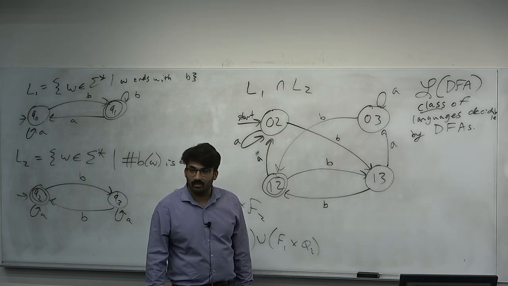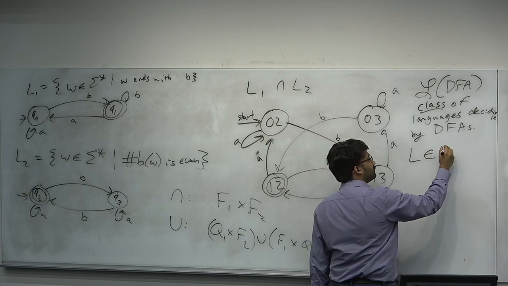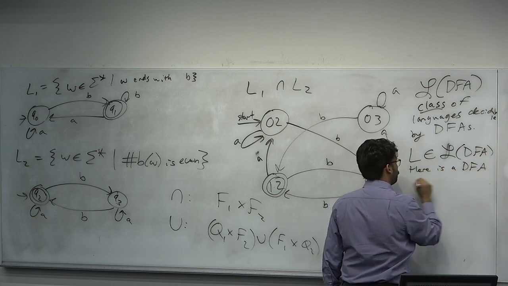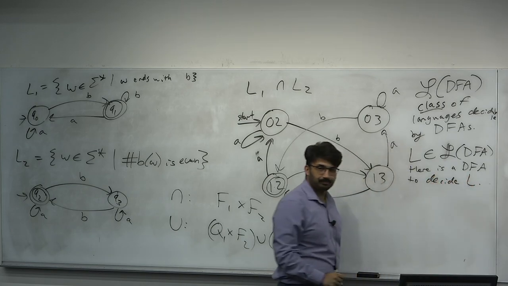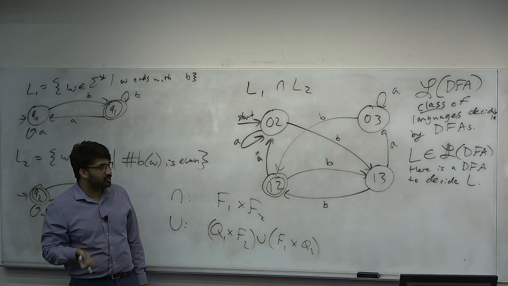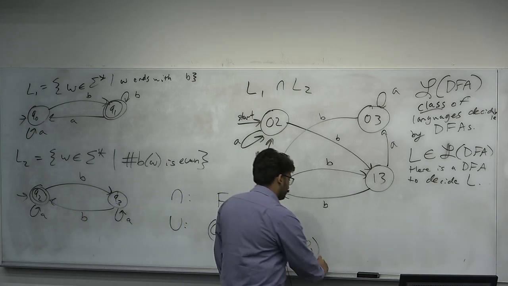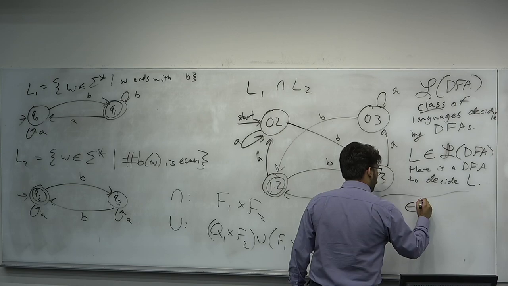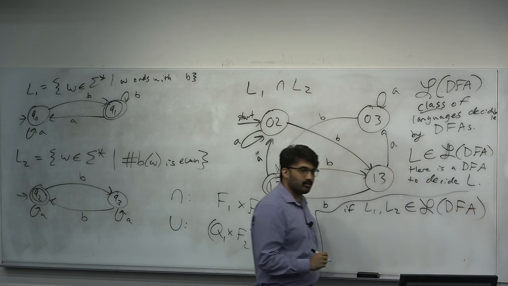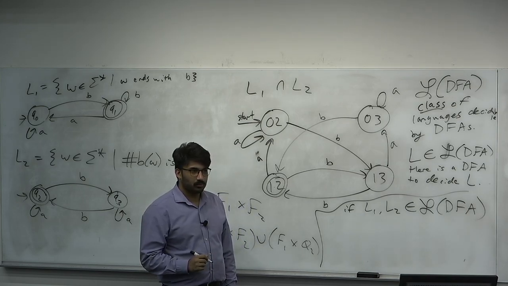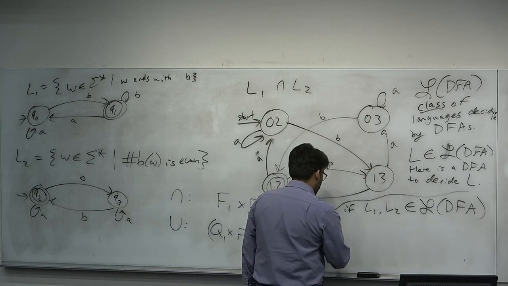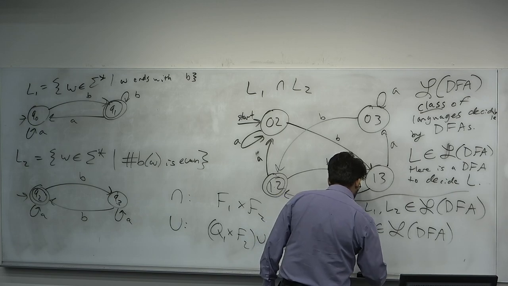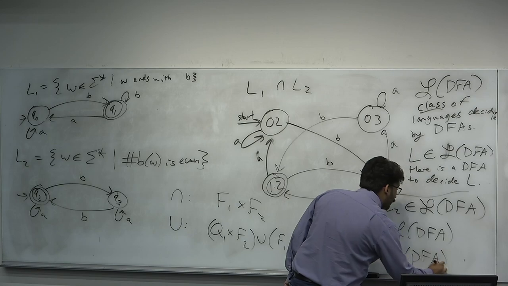The class of languages decidable by DFAs and only DFAs. So what this means is, if L is in L_DFA, there is a DFA to decide L. Because the construction is so general, we can talk about the existence of DFAs without having to build them. If L1, L2 are elements of L_DFA, what do we know is also an element of L_DFA by the proof we just did? The intersection, L1 intersect L2, is an element of L_DFA. L1 union L2 is an element of L_DFA, for any two languages that have DFAs.